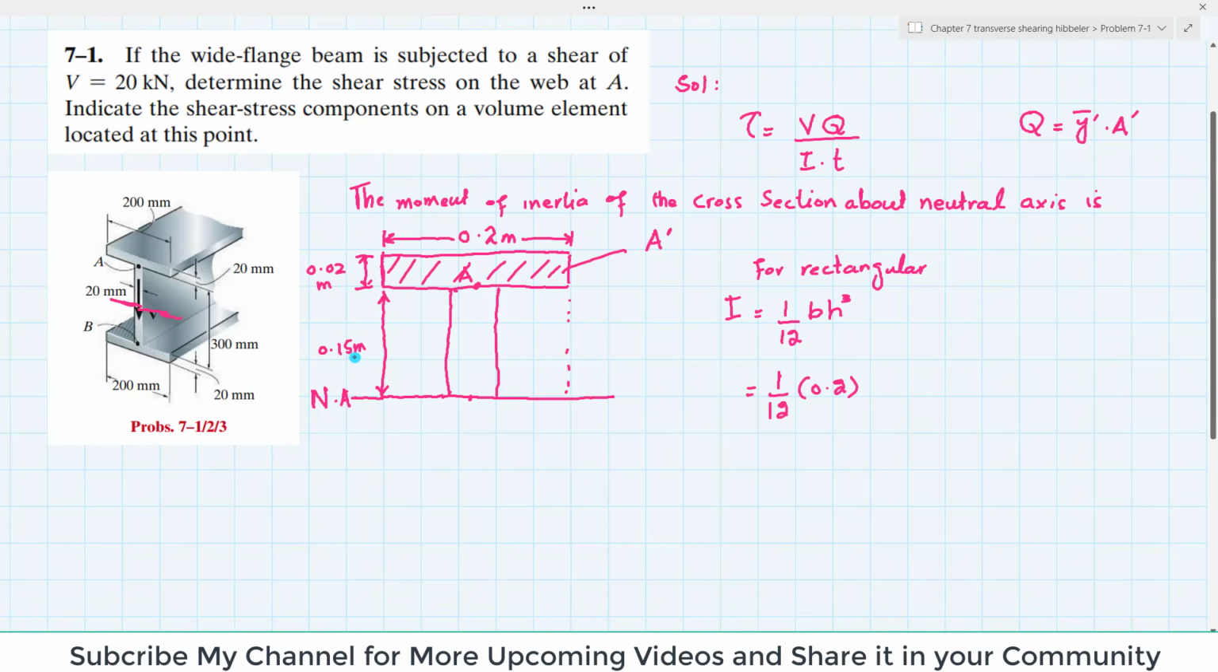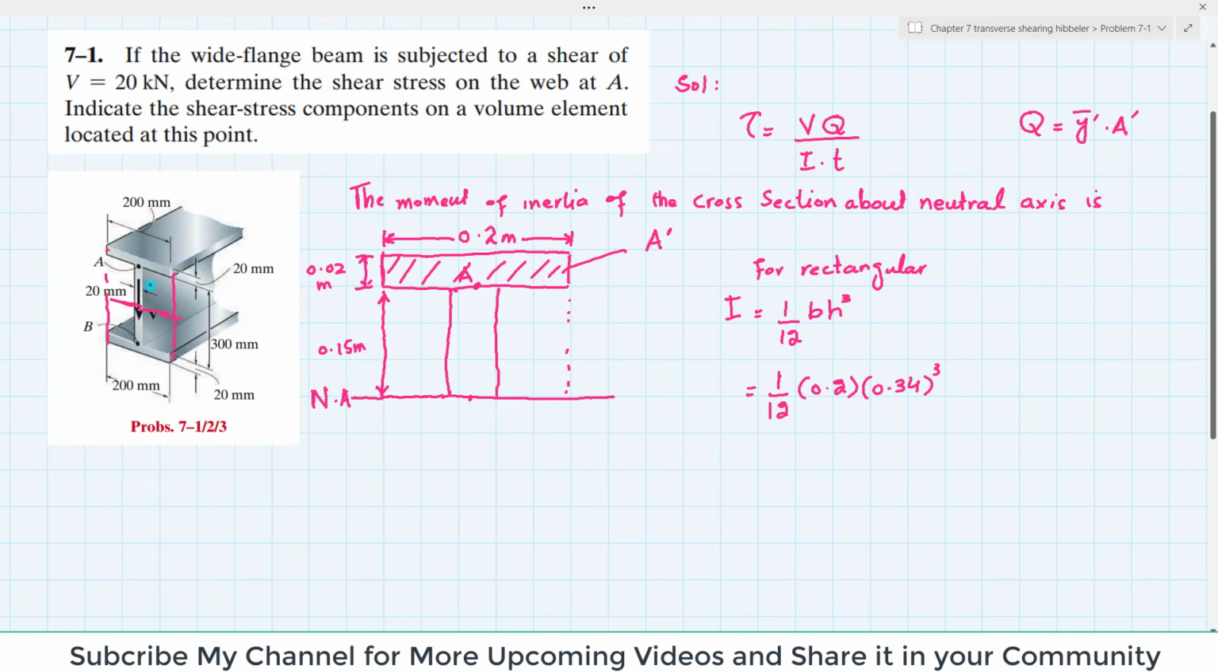Total height is 0.34. For the whole cross section, if I draw it as a rectangular box, this is the width, which is 0.2 meter, and the total height is 300 plus 20 plus 20, which is equal to 340 millimeter, and in meters it will be 0.34. So the total height is 0.34 cubed. But this is for the rectangular section.